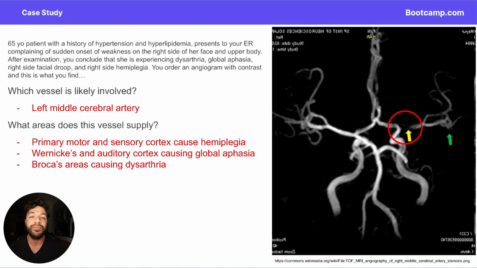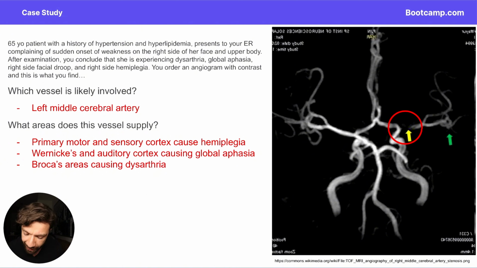Well, if you think about it, the right side of our body is controlled by the left side of our brain, and our language processing centers are also controlled on the left side of our brain. So in this case, which blood vessel supplies the lateral aspect of the cerebral cortex that would involve both our language centers as well as our facial and upper limb sensory and motor areas? So if it's on the right side of our body, it must be on the left side, and the language areas are also on the left side. So it's going to be our left middle cerebral artery.